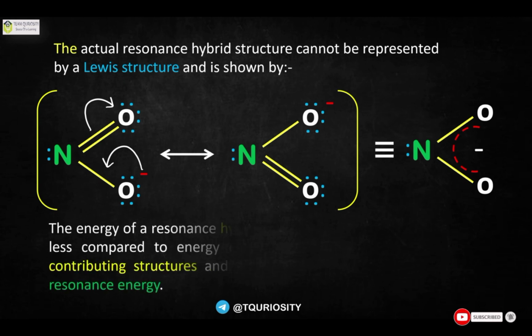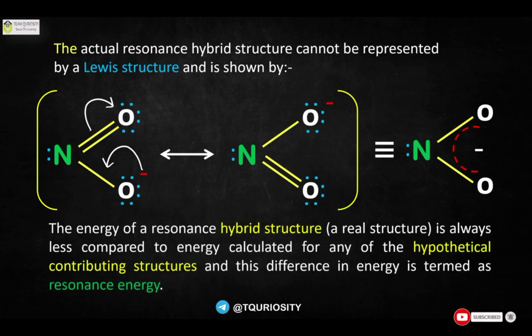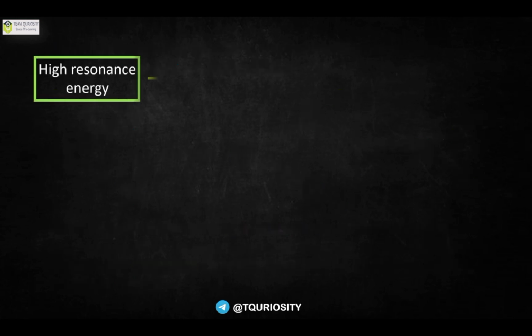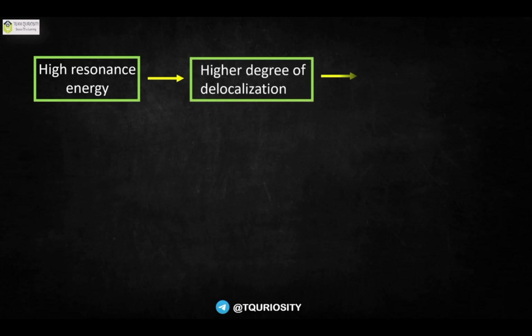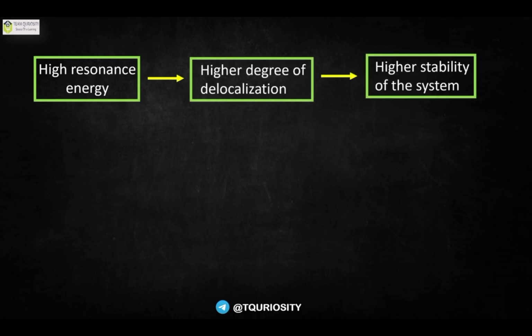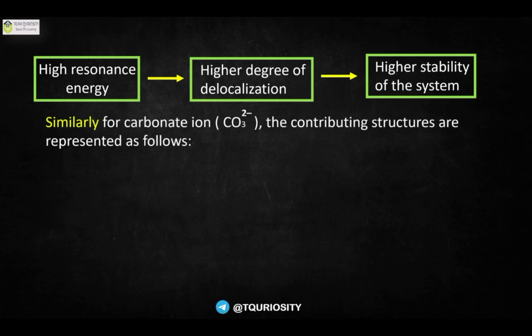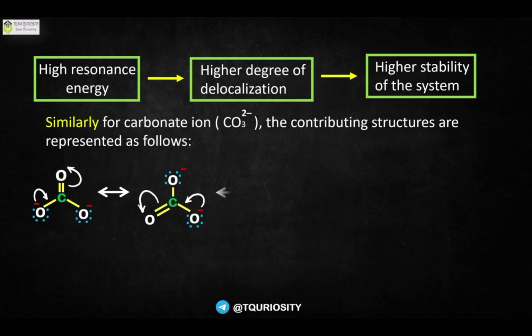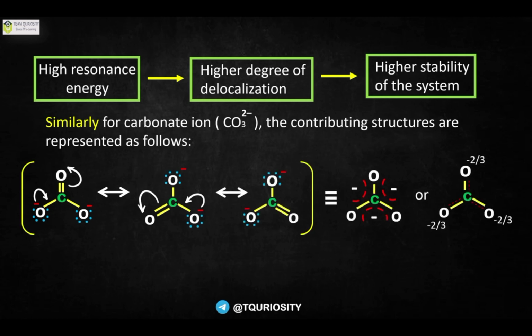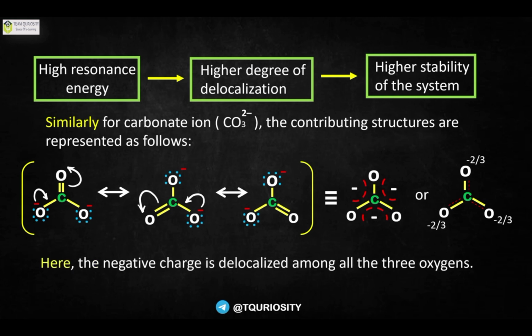The energy of a resonance hybrid structure is always less compared to the energy calculated for any of the hypothetical contributing structures, and this difference in energy is termed as resonance energy. High resonance energy indicates a higher degree of delocalization and thus higher stability of the system. Similarly, for the carbonate ion, that is CO3 2-, the contributing structures are represented as follows. Here, the negative charge is delocalized among all the three oxygens.